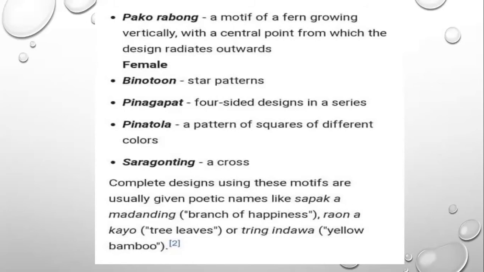Saragunting, a cross. Complete designs using these motifs are usually given poetic names like Sapak, Amadanding, Branch of Vapenes, Raon, Akayo, or tree leaves, or Triang Indawa, the yellow bamboo.